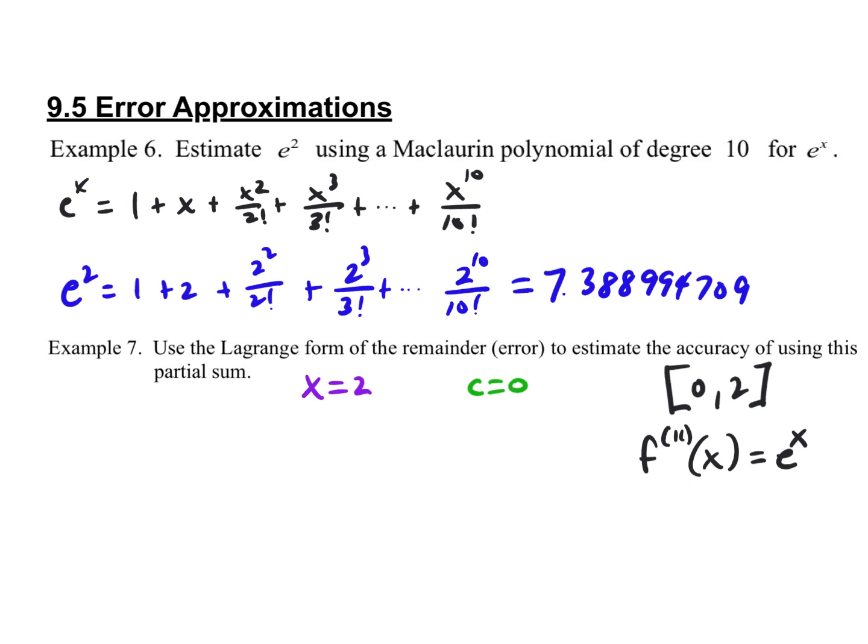Now, in this case, our maximum value is e squared because it occurs at 2. The maximum value of the 11th derivative over the interval is e squared. So in our formula, where I had that crazy looking derivative thing, it's just e squared. Okay?